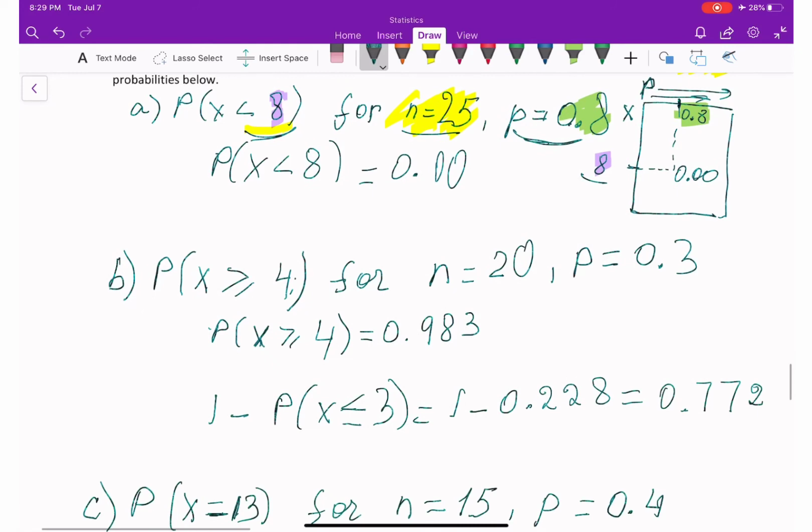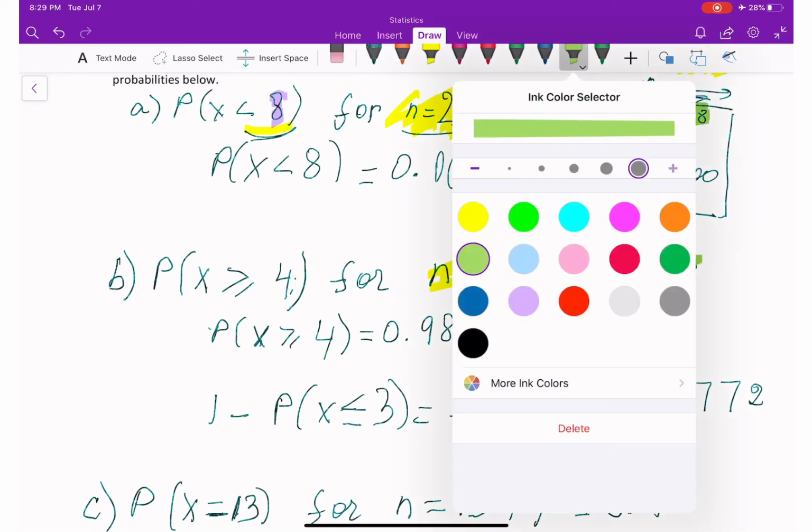Next, probability of X greater than or equal to 4, for n equal 20. So now you have to open the n equal 20 table. And then you need to use probability equal 0.3. And x is going to be 4.